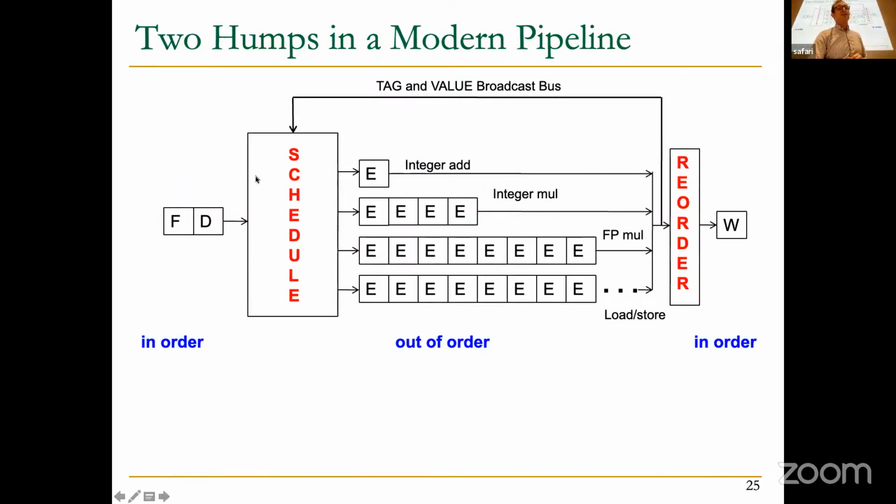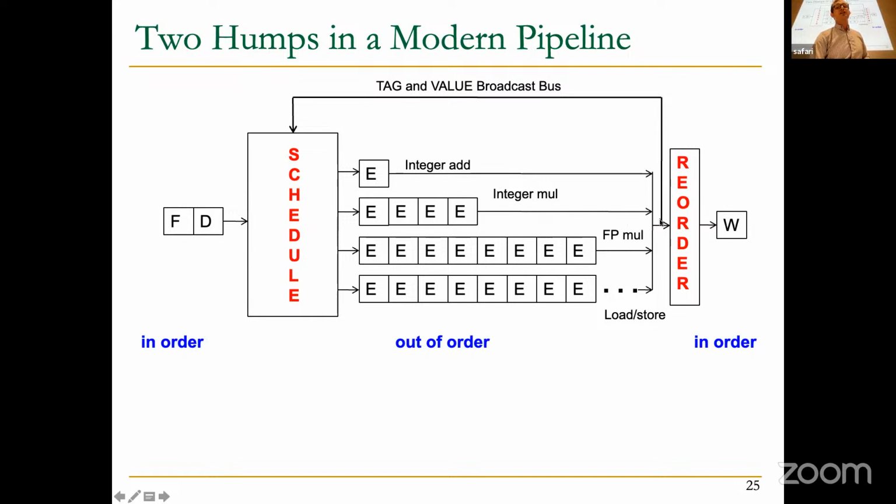Basically, we're going to decode instructions. We're going to put them into the reservation stations. This is called a scheduling buffer, if you will, abstractly. So this part of the pipeline is still in order. And then we're going to dispatch instructions out of order when they're ready. So this part of the pipeline is completely data flow driven. And we're going to reorder instructions at the end, writing the results into the reorder buffer.